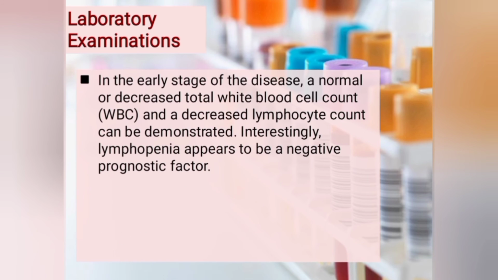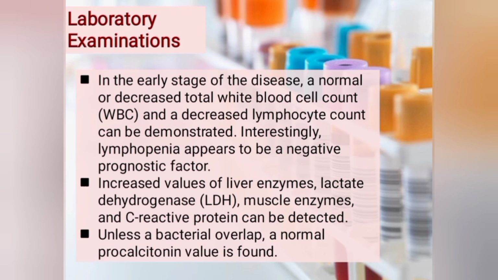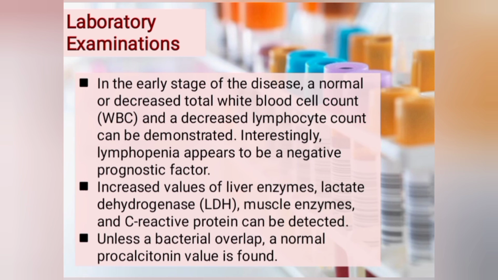And the last are the laboratory examinations that could help in the diagnosis. In the early stage of the disease, a normal or decreased total white blood cell count and a decreased lymphocyte count can be demonstrated. Interestingly, lymphopenia appears to be a negative prognostic factor. Increased values of the liver enzymes, lactate dehydrogenase, muscle enzymes, and C-reactive protein can be detected. Unless there is a bacterial overlap, a normal procalcitonin value is found.